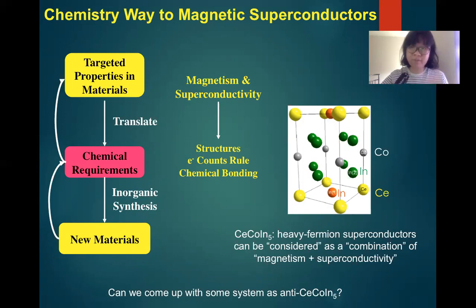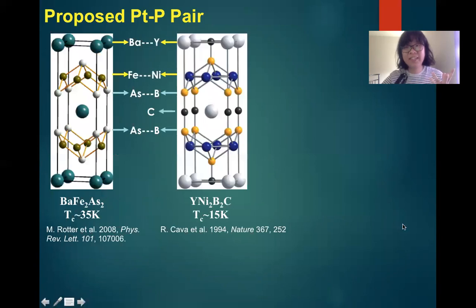Okay, so now we have the structure idea. The second question is what kind of chemical elements we will pick. What we did is we picked Pt and phosphorus. So how did we come up with this idea? Our idea actually comes from the iron arsenide superconductor. This is the barium iron arsenide superconductor.